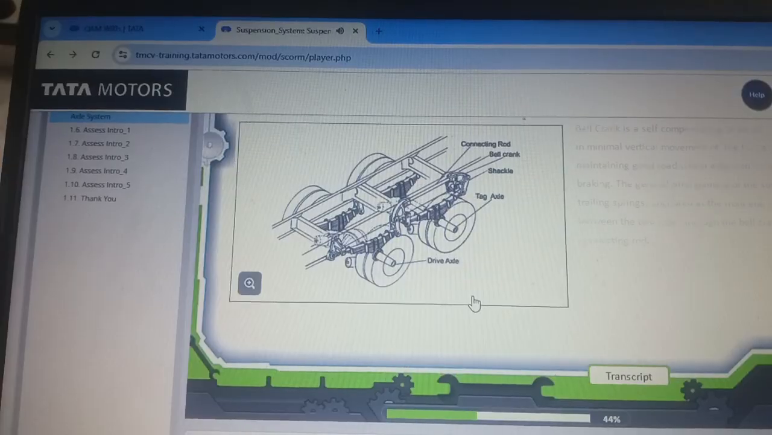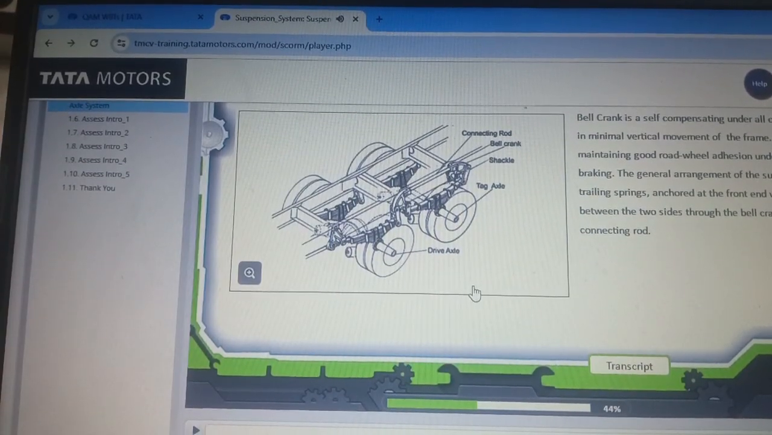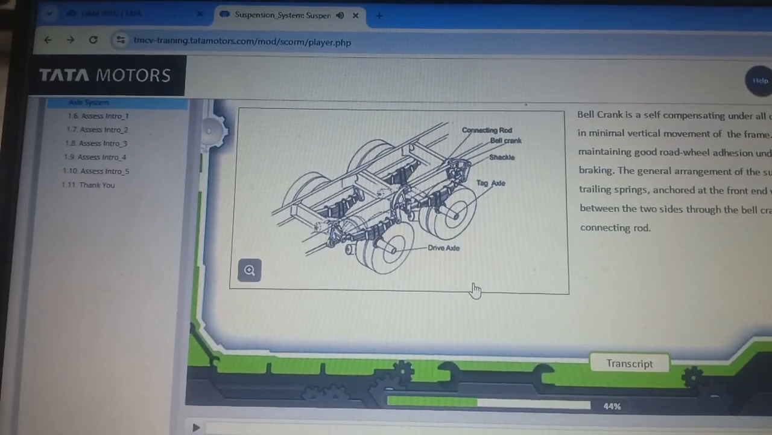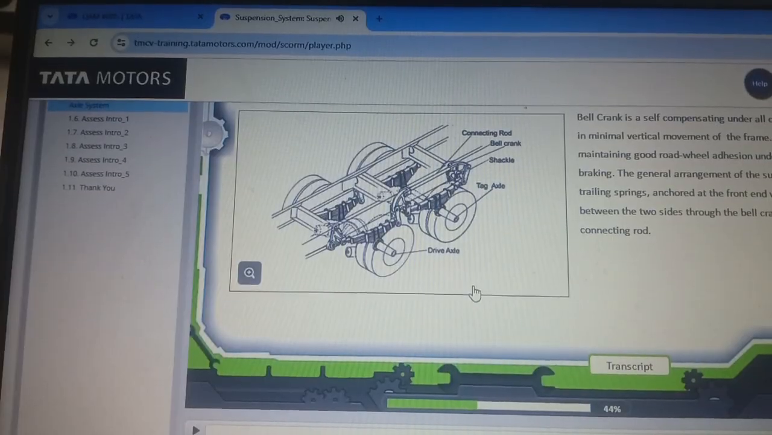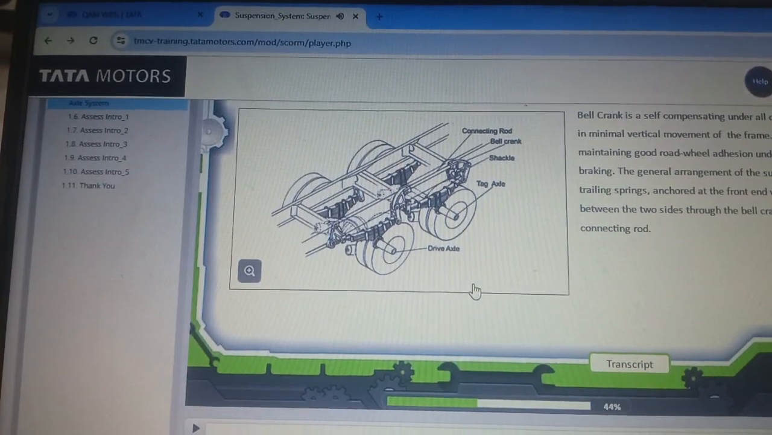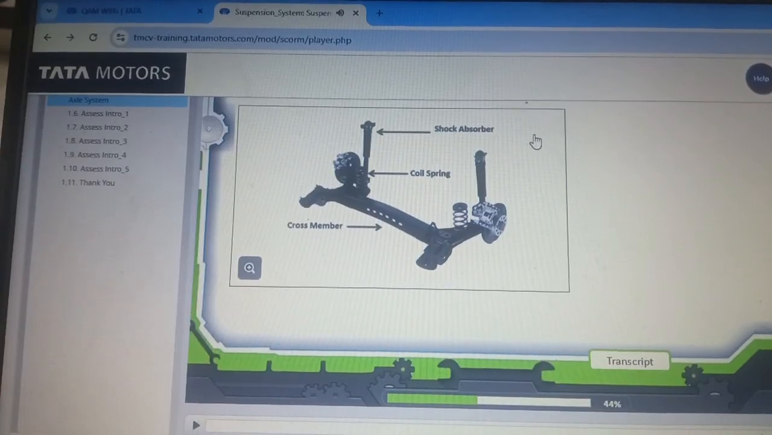Bell crank. Bell crank is self-compensating under all conditions, resulting in minimal vertical movement of the frame. It also assists in maintaining good road wheel adhesion and tracking. The general arrangement of the suspension gives trailing springs, anchored at the front end with load equalized independent suspension.